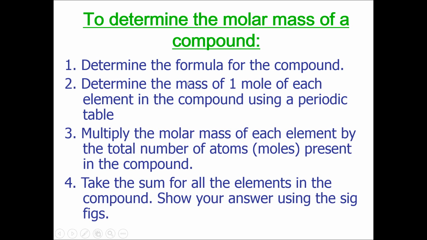We're going to determine the formula. We are going to use the periodic table. We're going to multiply the masses of each specific element by the number of atoms, and then take the sum, which just means add them all up. But I always like to use the examples to kind of further explain the rules. So let's just look at that.